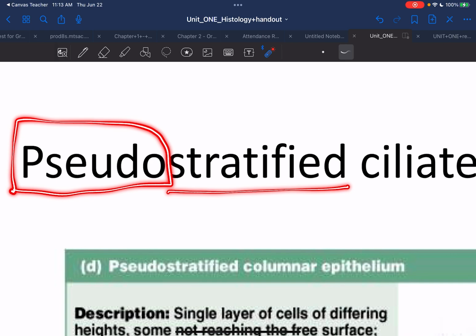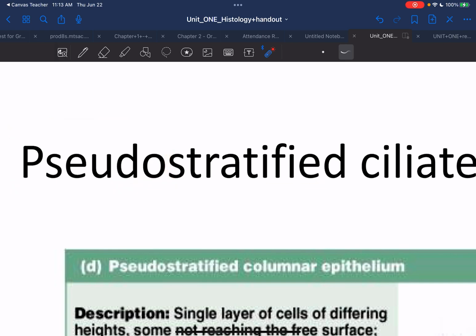But what does the word pseudo mean? That's why it might have been tricky. What does pseudoscience mean? Fake science or false science, right? False or fake. And we'll come back to this page again, so don't worry about getting all this just yet.